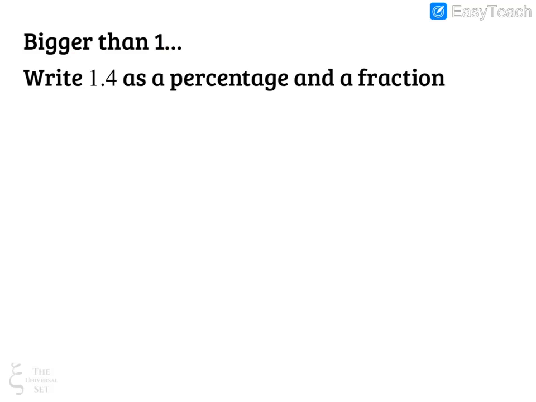Cool. There's one final example we're going to look at, and that is what happens when it's bigger than 1. Well, same as before, really. This question is asking us to write 1.4 as a percentage and a fraction, and we learnt before, didn't we, that if I'm going to change a decimal like 1.4 into a percentage, what we have to do is multiply it by 100. So 1.4 multiplied by 100 is going to be 140. So we get 140%.